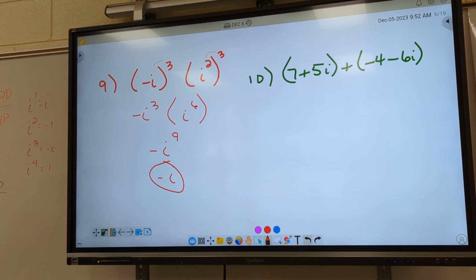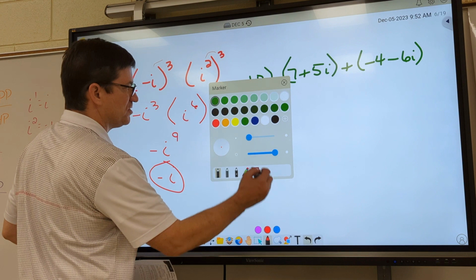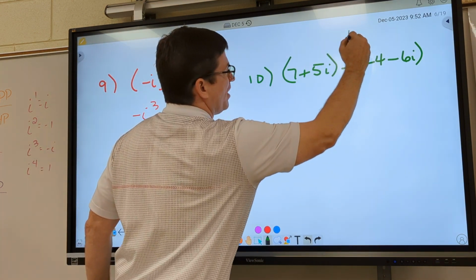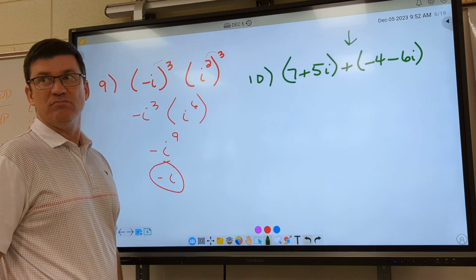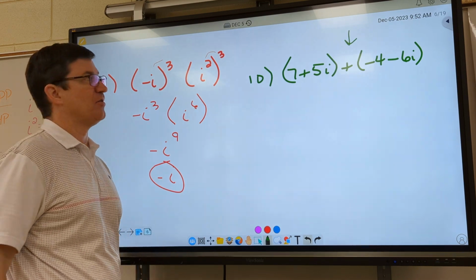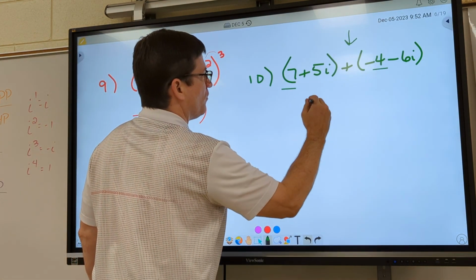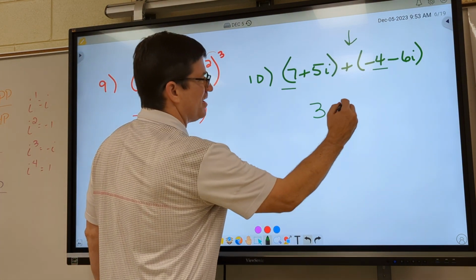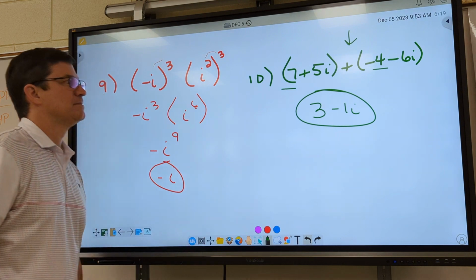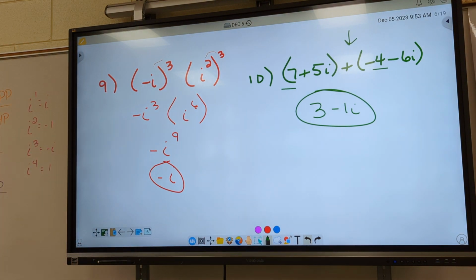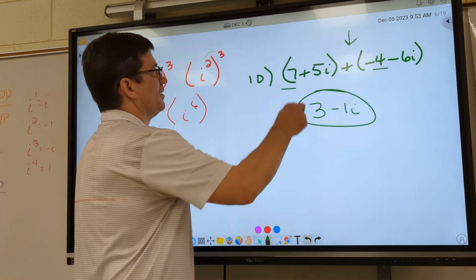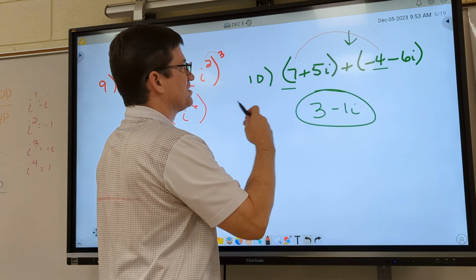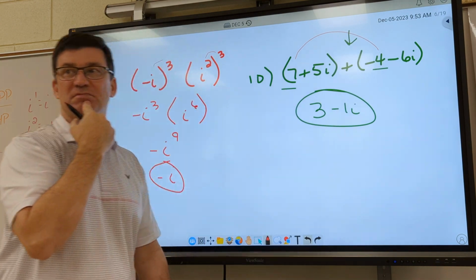All right, 10. Maybe the easiest one on the sheet. Is it FOIL method? Look at your sign. No, it's got an add sign. All you do is add like terms. 7 minus 4 is 3. 5i minus 6i is negative 1i. Why isn't that 3i? 7 plus negative 4 is positive 3. Yeah, just add them up. Just add your like terms.